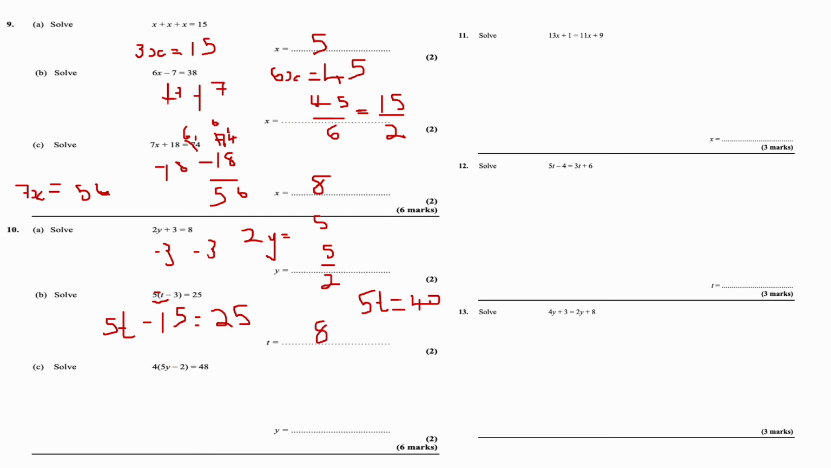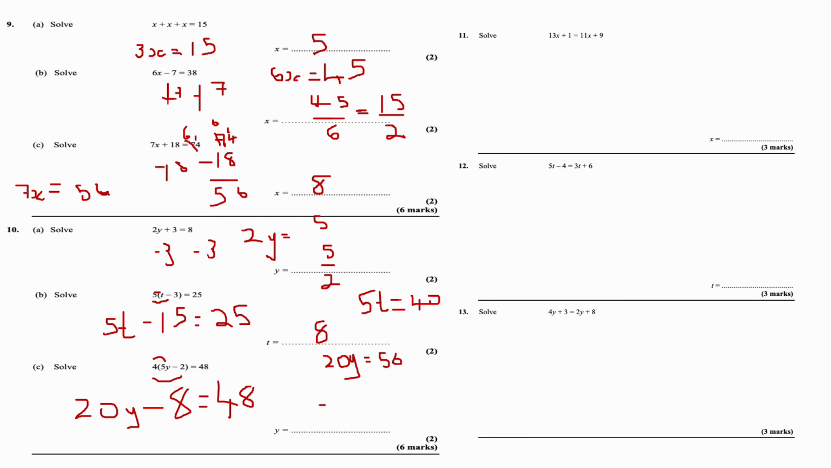For part C, solve this equation, again expanding the bracket. 4 times 5y is 20y, and 4 times negative 2 is negative 8. Okay, that has to equal 48. Rearrange this to make y the subject, adding 8 to both sides and then dividing by 20. I get 20y is equal to 56.